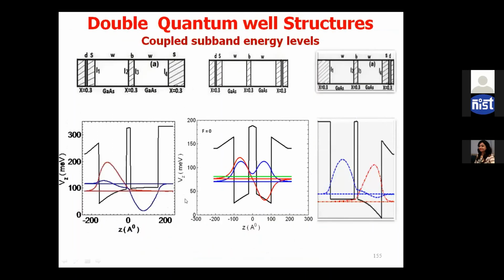So this is a coupled quantum well structure, that means both wells will be separated by a central barrier. Here also we can take different concepts, like you dope in the left barrier only, or you can dope both sides of the barrier symmetrically, or you can dope either towards the substrate or towards the surface. Accordingly, your wave function distribution will be modulated.